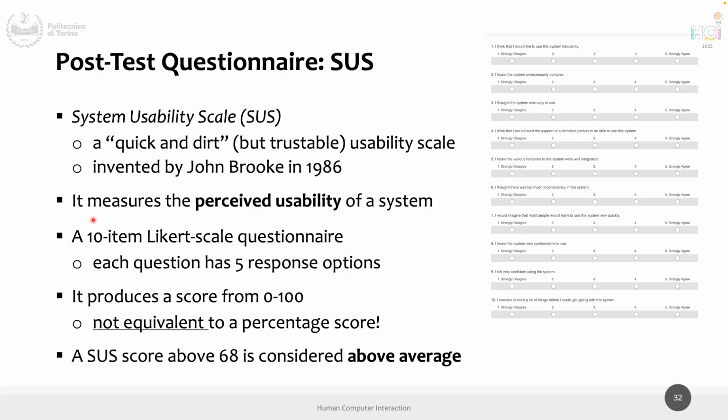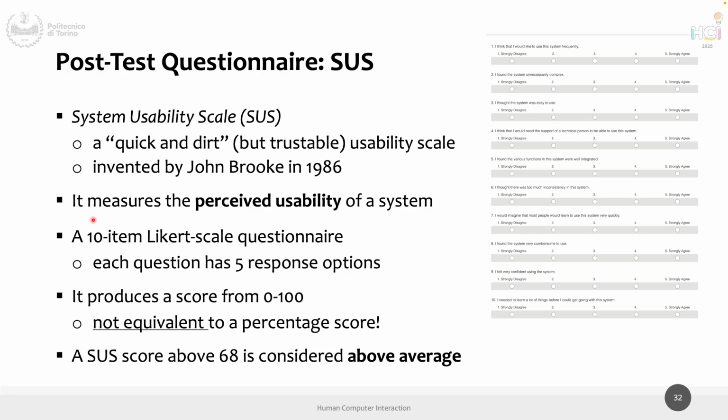The questionnaire that you can see here in the slide is a 10-item Likert questionnaire from 1 to 5. Each question has 5 response options. And the result of this questionnaire is a score from 0 to 100, which is unfortunately not equivalent to a percentage score. It's just a number from 0 to 100. You cannot say it's 90%, it's just 90.